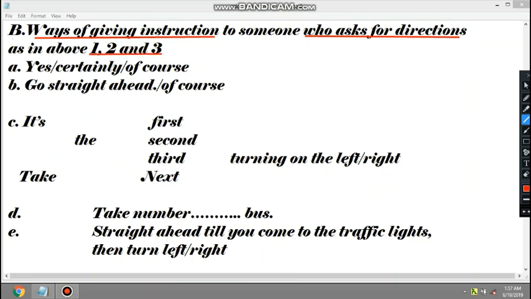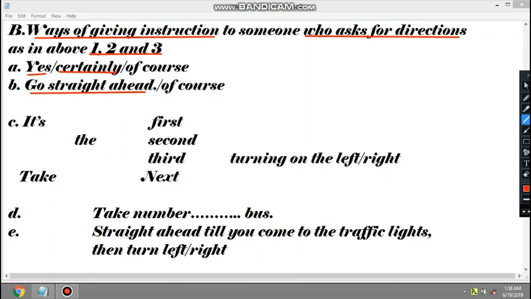For instance, if we say, could you tell me how to get to the National Theatre? You can simply say yes or certainly. Or you can say, could you tell me where the nearest bank is? Simply you can say go straight ahead, or you can say of course.